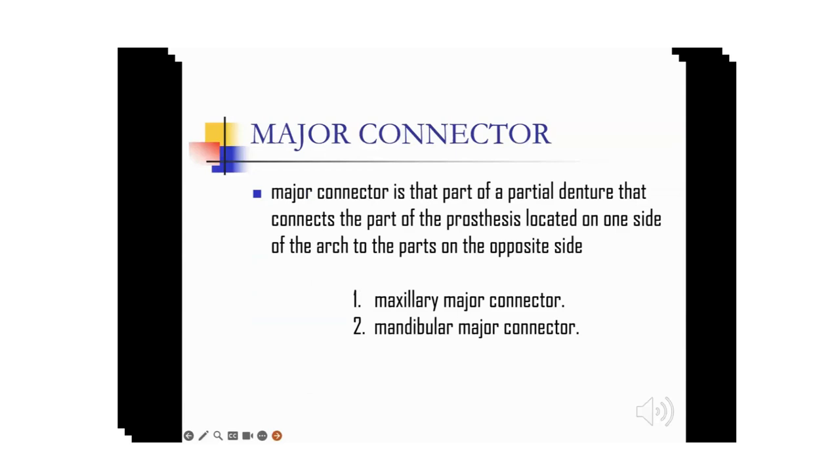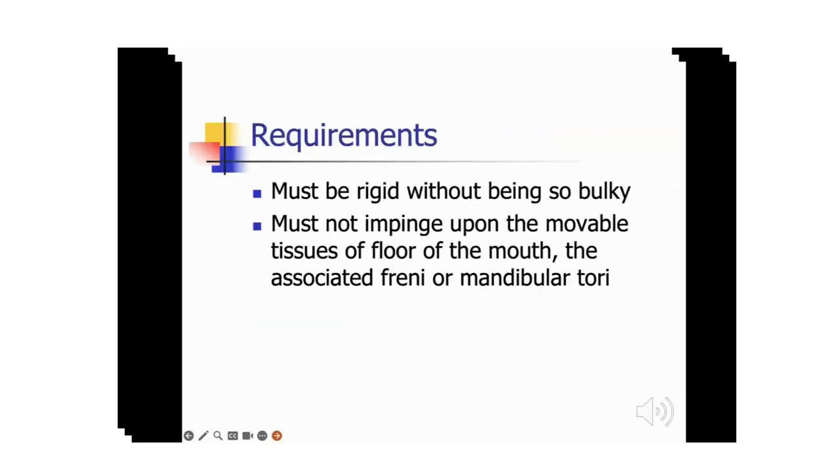So what is a major connector? Major connector is that part of a partial denture that connects that part of the prosthesis located on one side of the arch to the parts on the opposite side. It consists of both maxillary as well as mandibular major connectors. Today, we'll be discussing in detail mandibular major connectors.